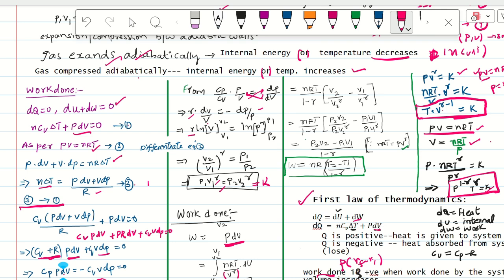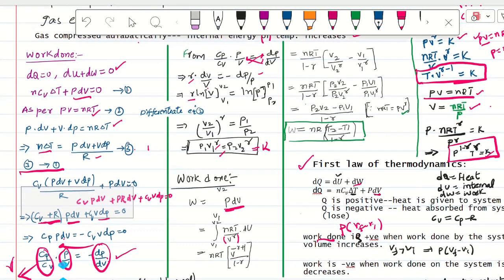So now take the ideal gas equation. PV equal to nRT is the ideal gas equation. Differentiate this equation. Then you will get PdV plus VdP is equal to nR delta T. Therefore, from this equation, nR delta T is equal to PdV plus VdP. So substitute this n delta T in this equation. So Cv into n delta T, I am substituting this value, plus PdV is equal to 0.